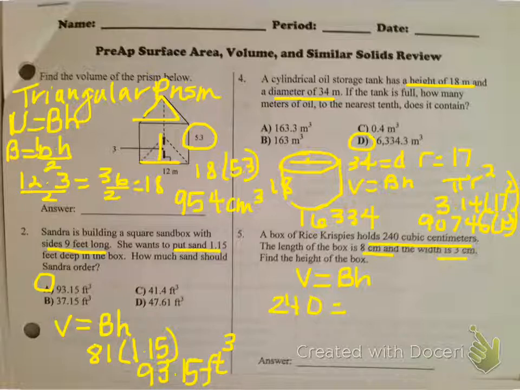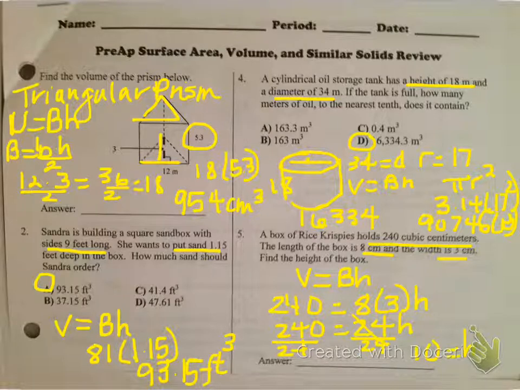I know that the length of the box is 8 and the width of the box is 3. I'm trying to find the height, so I don't know. That's my unknown variable. So I'm going to go ahead and say 8 times 3 is 24. So 240 equals 24 times the height. Divide by 24 on one side. That gets me h by myself. Divide by 24 on the other side, and the height of the figure is 10.